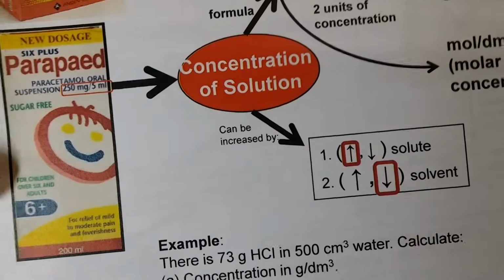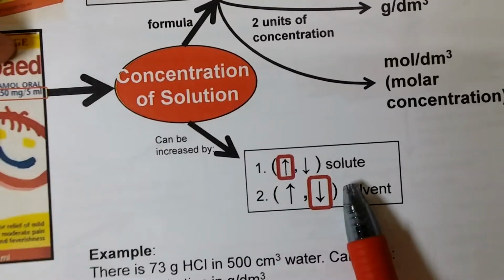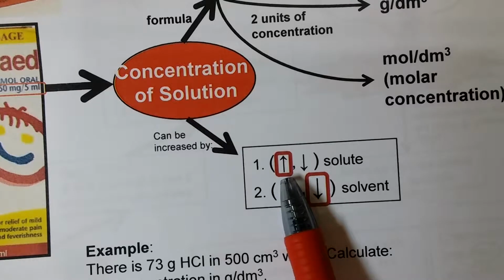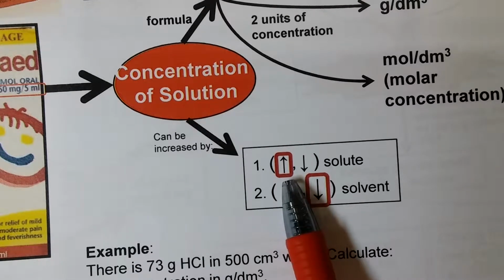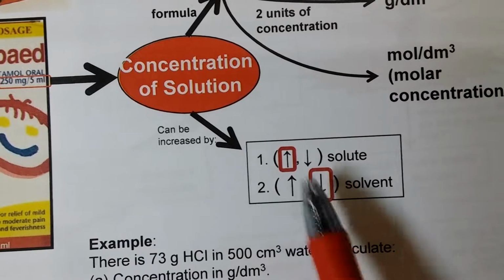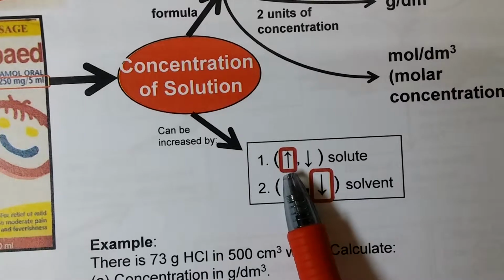Okay. Now, how do you increase the concentration of the solution? You can either increase the amount of solute while keeping the volume of solvent constant, or you can decrease the volume of solvent while keeping the amount of solute constant.